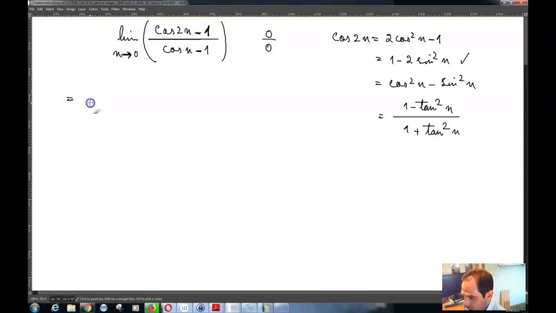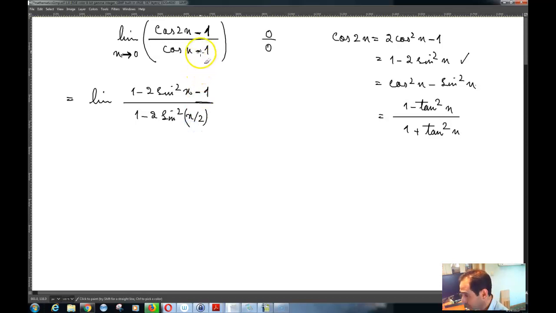So then I'm going to write this as the limit of, instead of cos 2x, 1 minus 2 times sine squared x, minus 1, over, now cos x is going to be, using the same formula, 1 minus 2 times sine squared x divided by 2, because now I have the x over here, and half of that angle would be x divided by 2, minus 1. The limit of this as x tends to 0.